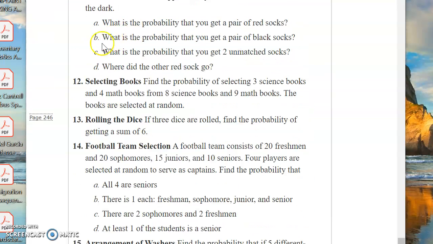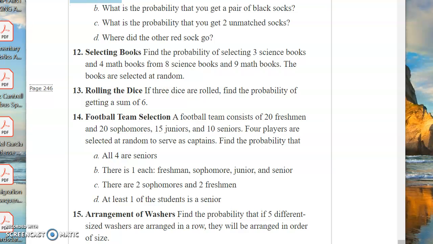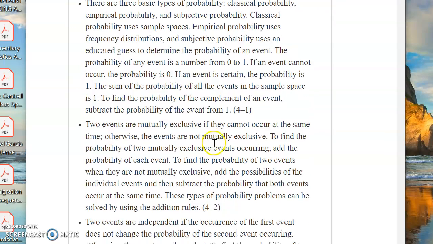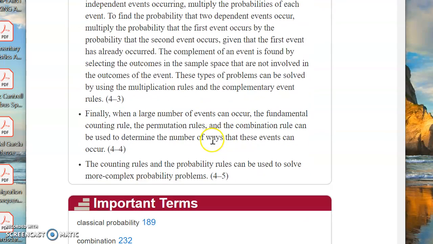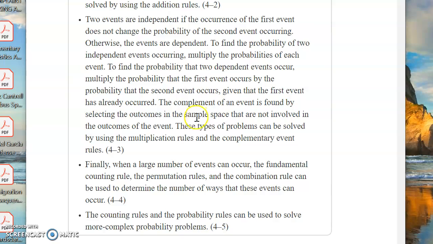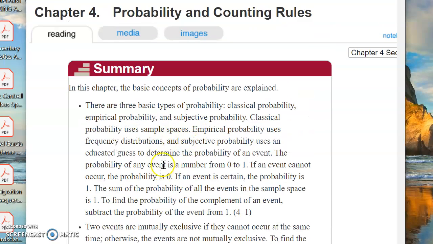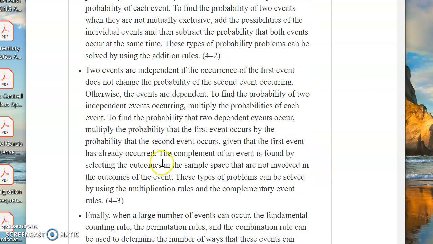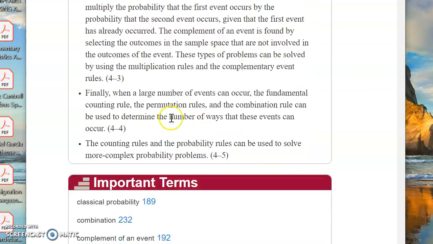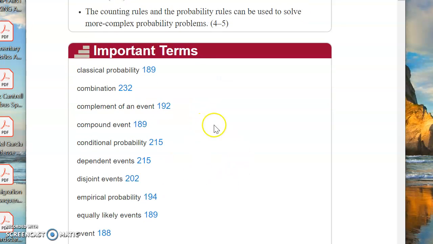Okay, so that's the end, I believe, of chapter 4. We got a little discussion here, a little summary. I strongly urge you to read the summary. I think I've mentioned to you before, you should always read the summary first. That gives you an idea of where we are, what does it all mean, and so forth. So obviously, I'm not going to read it to you. You can read that yourself. And then they always have the important terms here as well.